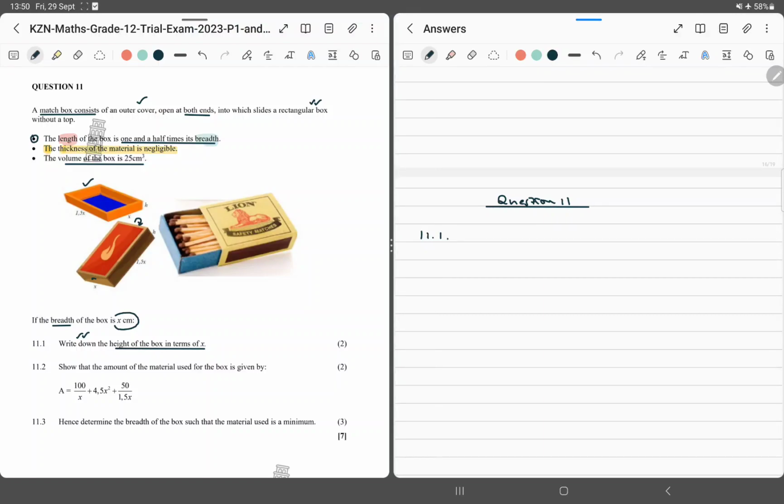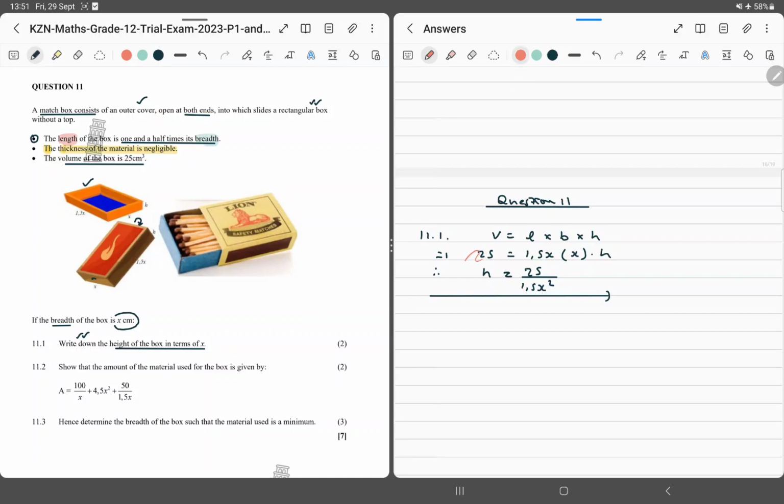11.1. Now we know that from the volume, this is going to be length times breadth times height. Now this implies that 25 is equal to the length, which is 1,5x, into the breadth, which is x, times h. We can see therefore that our h is going to be equal to 25 divided by 1,5x squared. So this is the answer that they were looking for.